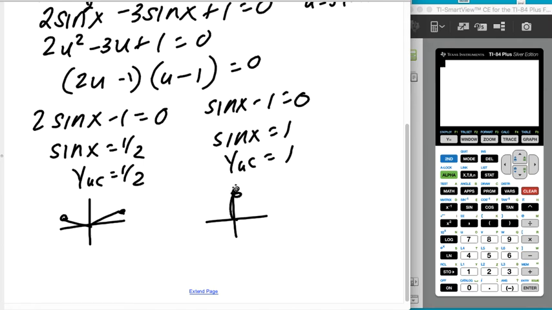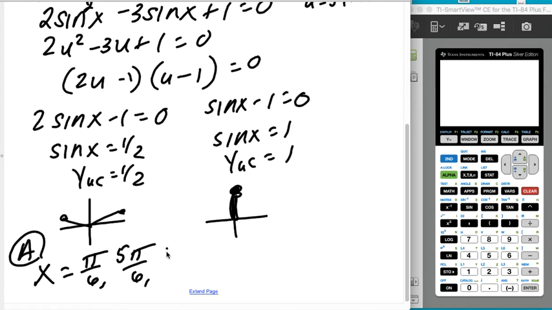and here, right? So my answers are going to be x is pi over 6, so this is A, pi over 6, 5 pi over 6, and pi over 2, right? That's my answer to A.